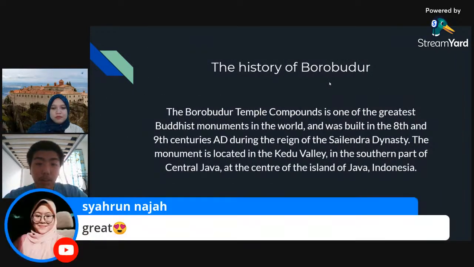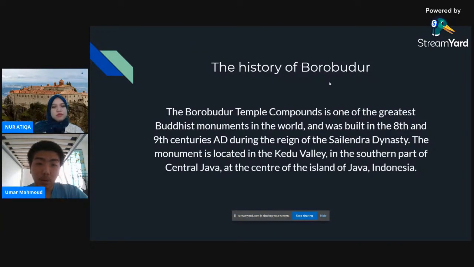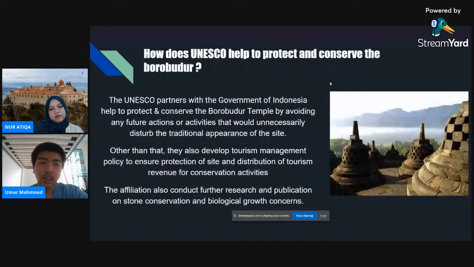The Borobudur Temple compounds is one of the greatest Buddhist monuments in the world and was built in the 8th and 9th centuries AD during the reign of the Sailendra dynasty. The monument is located in the Kedu Valley in the southern part of central Java, at the center of the island of Java, Indonesia.